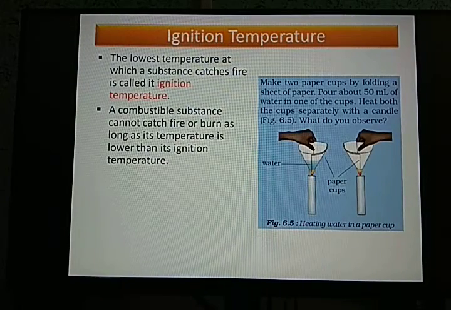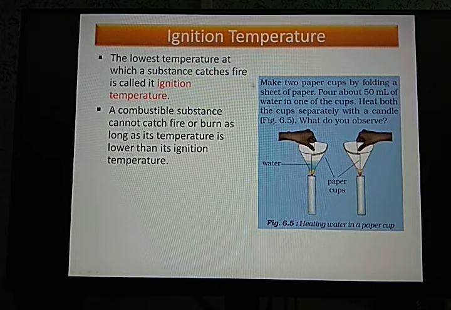Now the next thing is, here is one activity that you can do to check how ignition temperature is different in different cases. Here you need to make two paper cups, as shown in the figure, by folding a sheet of paper. Then you have to pour 50 ml of water in one of the cups. After pouring that, you have to light a candle. Actually, two candles you have to light, and then you have to try to burn the cups.